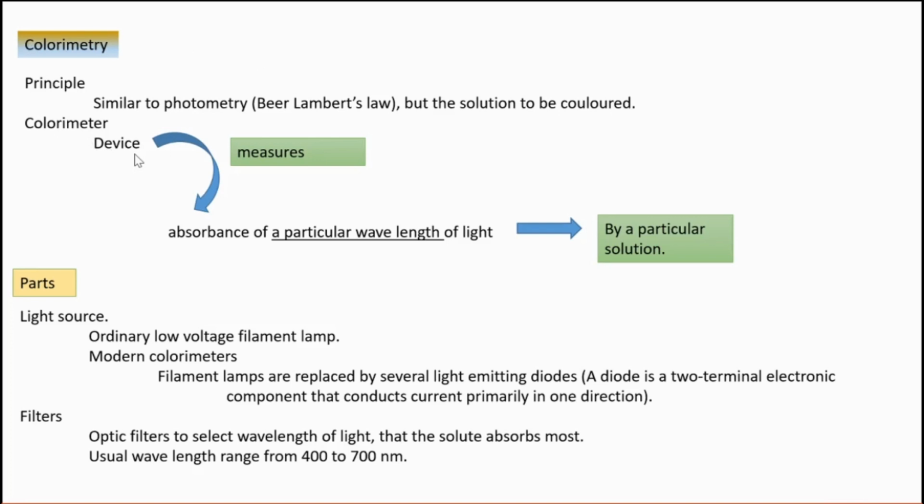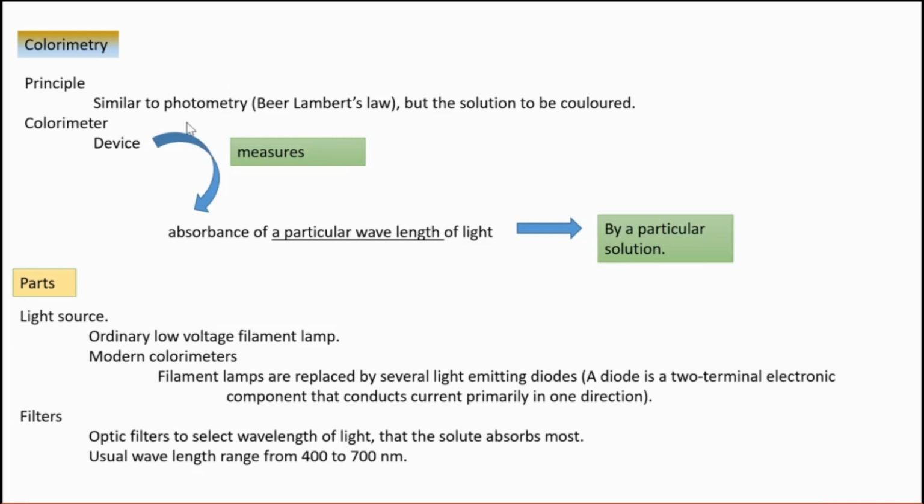Colorimeter is a device. It measures the absorbance of a particular wavelength. This is the important thing. Here we are considering the absorption power of a solute present in a solution with regard to only a particular wavelength. And also that solution has to be colored. Only colored solution can be used in colorimeter. That's the thing. Then we are going to see the parts of the colorimeter.